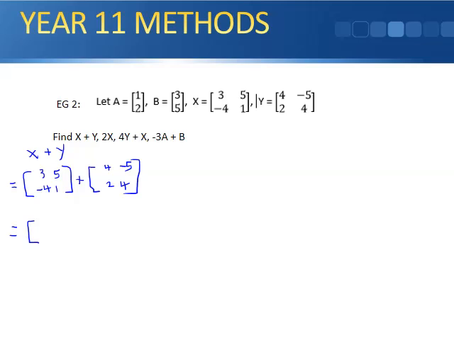When we work these out, we can do it. Remember, positions, same position. So 3 plus the 4 gives me 7. 5 plus the -5 gives me 0. Minus 4 plus 2 gives me -2. And 1 plus 4 gives me 5. So as I said, you can just do it like that.